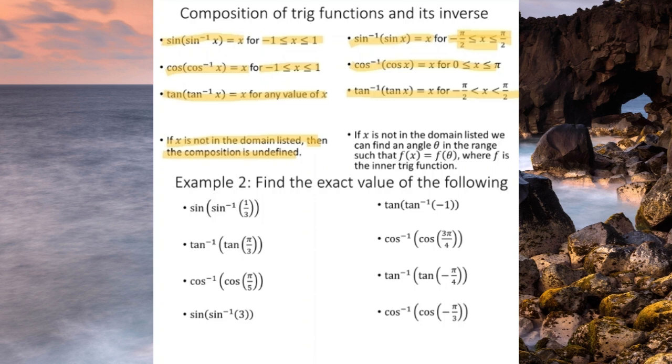On the other hand, for the other three, if x is not in the listed domain, one option is we can find an angle theta that is within the proper range, such that f of x will equal f of theta, where f represents the inner trig function.